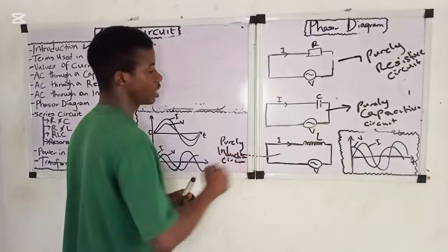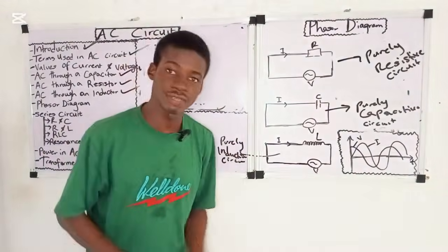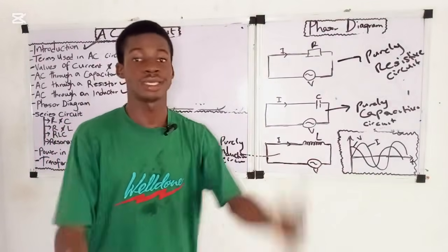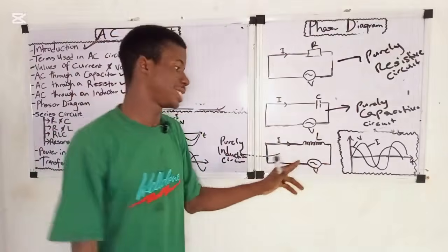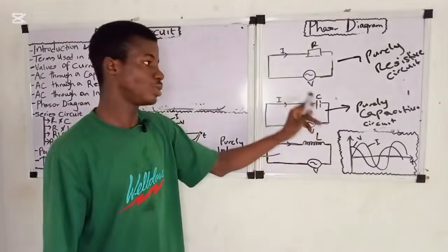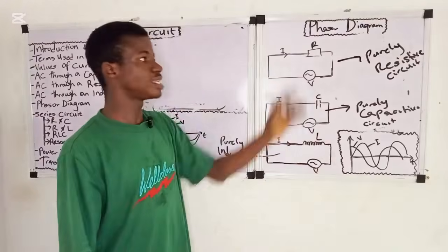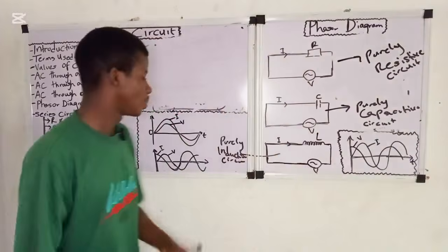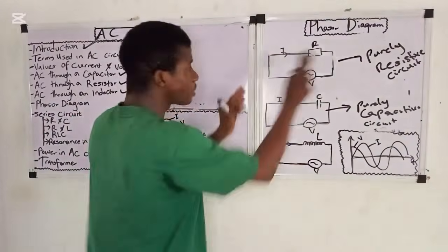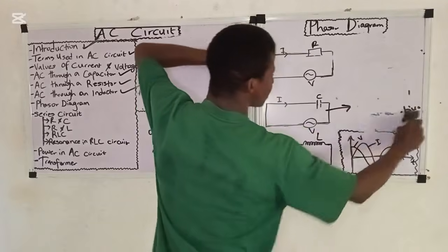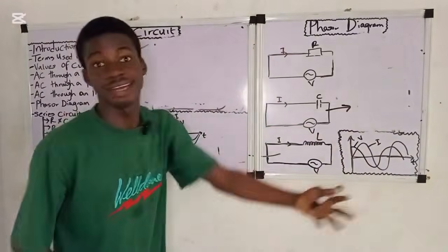How is it a purely inductive circuit? Because it contains an inductor, the only element in this circuit. This one is a purely capacitive circuit because it only contains a capacitor. This one is a purely resistive circuit because it contains only a resistor. Now let's focus on this first circuit, a purely resistive circuit.